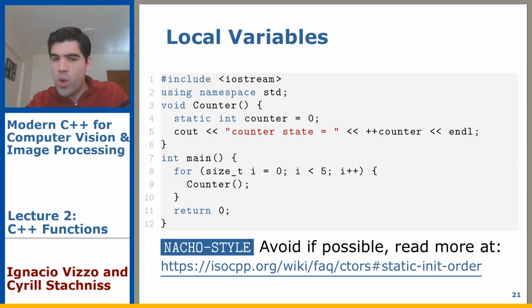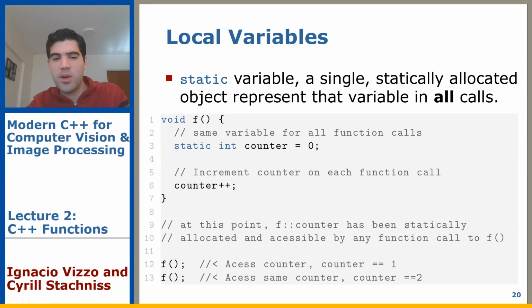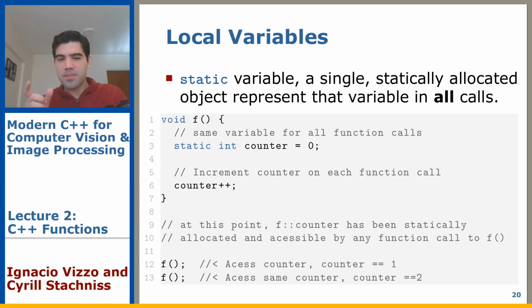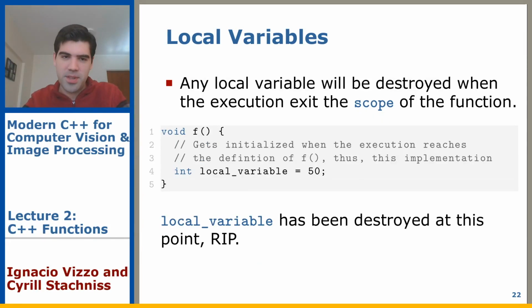Sorry, there is one question: what is the difference between counter plus plus and plus plus counter? I will let you search for this, it's really easy actually. Counter plus plus will increment the counter. In this case it makes no difference, but if you're doing a for loop, counter plus plus will increment the counter after the execution of the loop, and if you do plus plus counter, you will do it before. So that's the only difference.